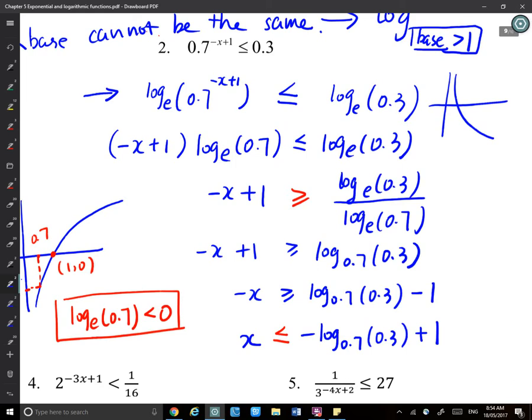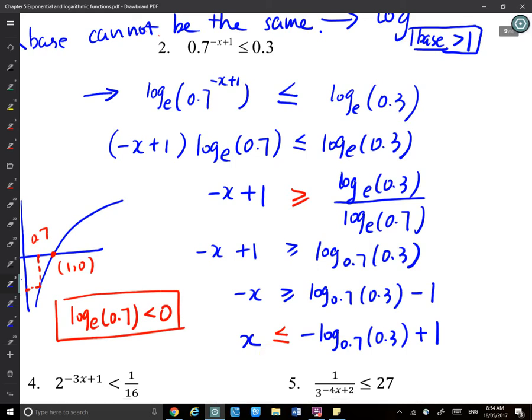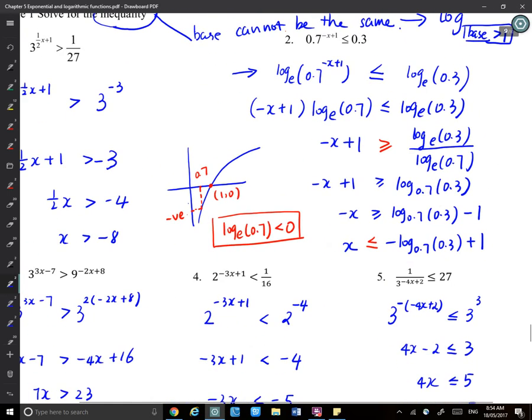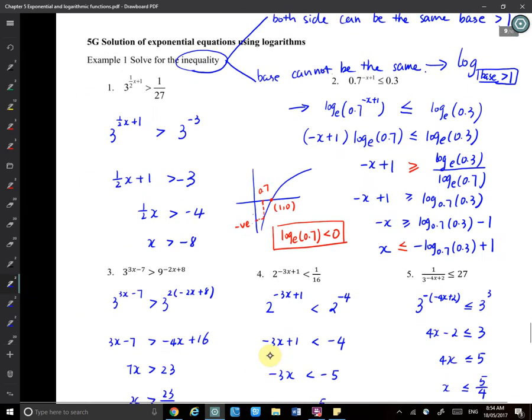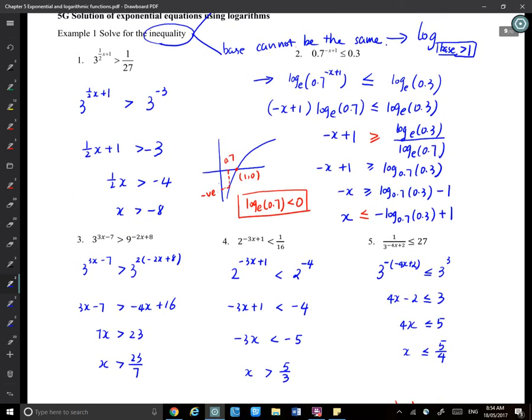And then follow these calculations, and you divide by log e 0.7. You should realize log e 0.7 is a number less than 0, and you need to swap your sign. And you minus the 1, negative 1 on both sides, and you swap the sign again. This is very, very important. You need to definitely do that again. So exercise 5G is basically about how to solve equations and inequalities for exponential functions.